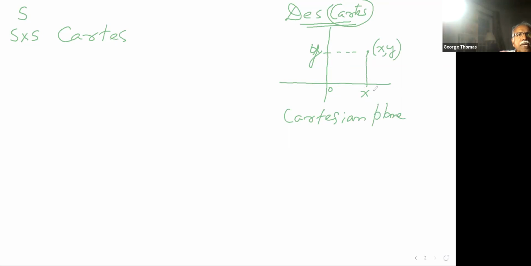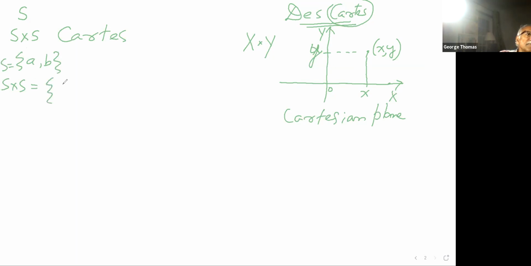In the Cartesian plane, you take the x coordinate and the y coordinate. That is where the Cartesian product comes from. If you take a set S, let's for example take the set just A, B. What is the Cartesian product of S with S?